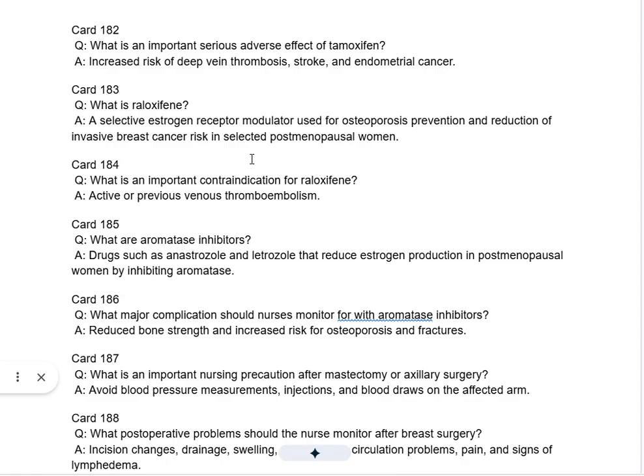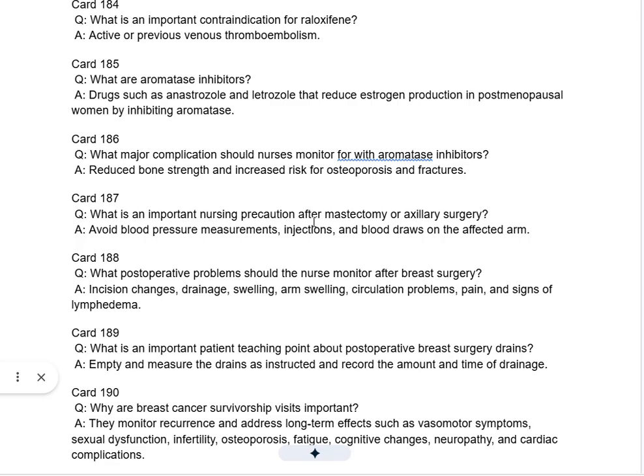Card 185Q. What are aromatase inhibitors? A. Drugs such as anastrozole and letrozole that reduce estrogen production in postmenopausal women by inhibiting aromatase. Card 186Q. What major complication should nurses monitor for with aromatase inhibitors? A. Reduced bone strength and increased risk for osteoporosis and fractures.